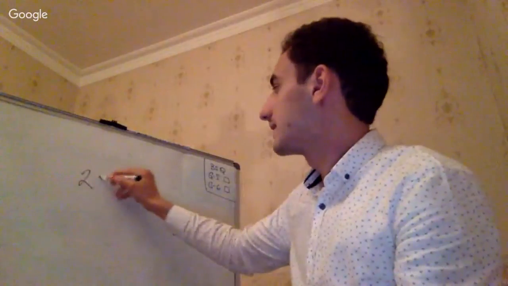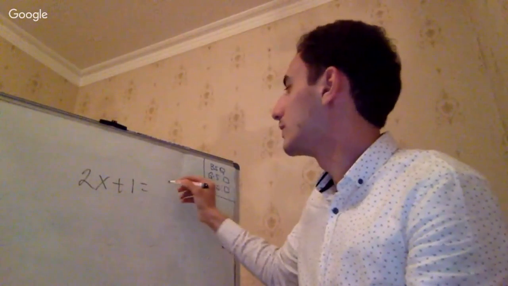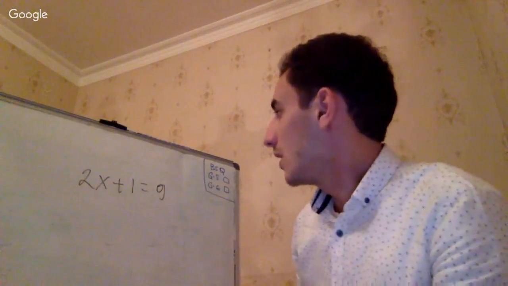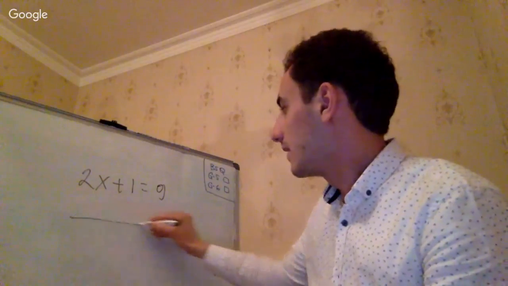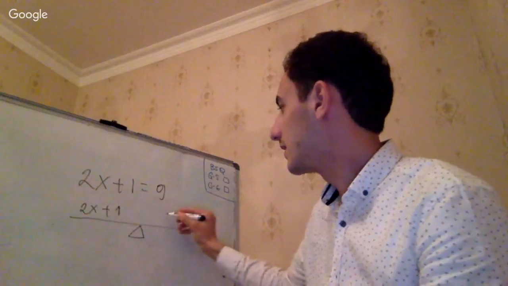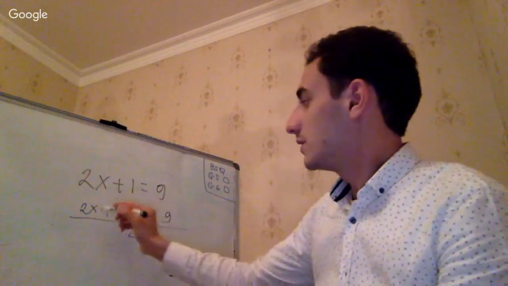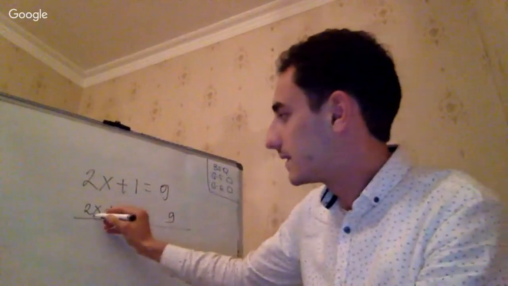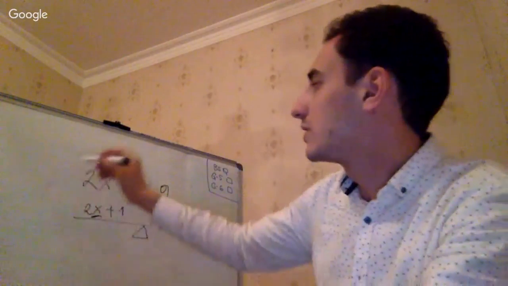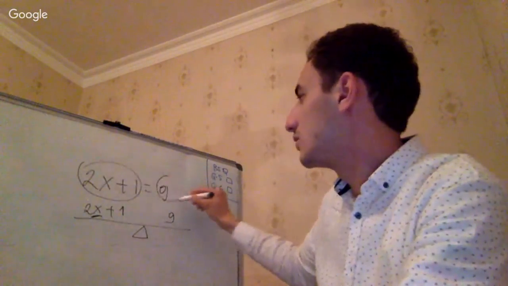Okay, solving the equations with the balancing method. For example, 2x plus 1 is equal to, let's say, 9. Okay? So it means that I have a scale, and my scale is in balance: 2x plus 1 here, 9 here. I need to find x, right? The method is to try to do the same operations, the same signs, I mean, on both sides of the equation. This is side 1, this is side 2, right?